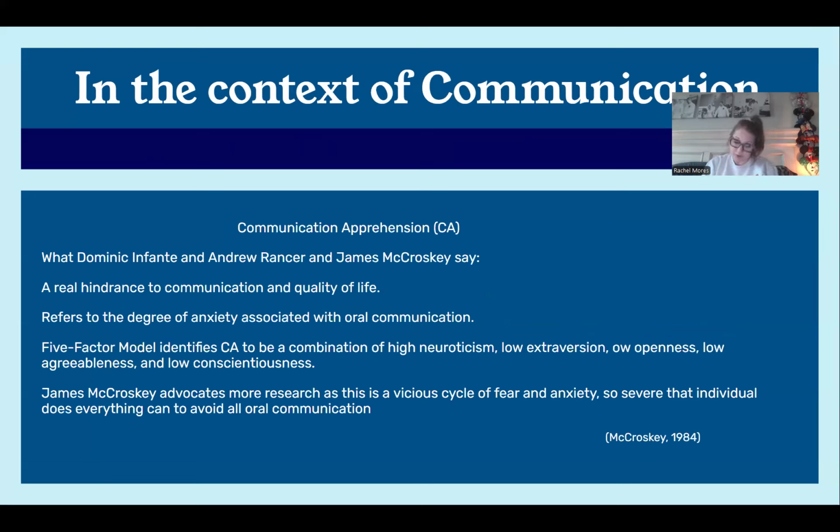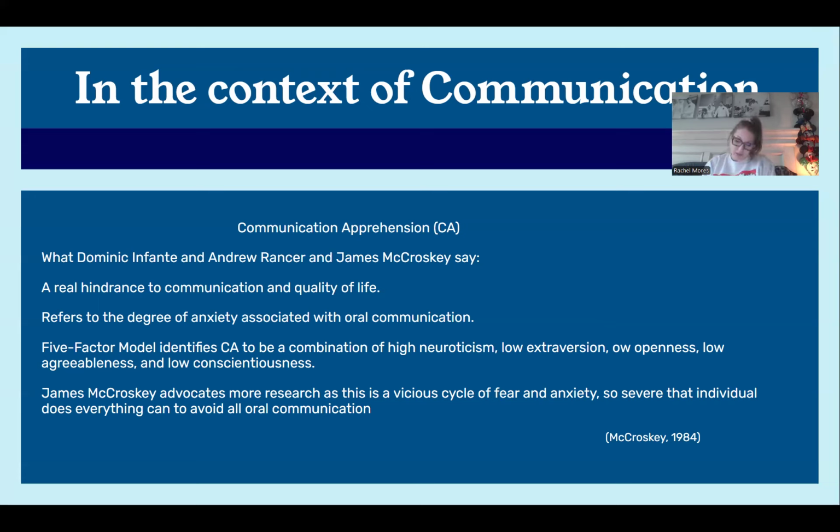Using the five-factor model, Infante and Rancer identified communication apprehension to be a combination of high neuroticism, low extroversion, low openness, low agreeableness, and low conscientiousness. And most would agree with this finding.